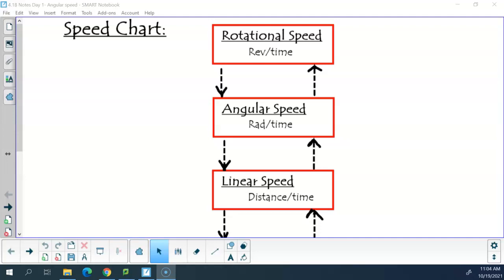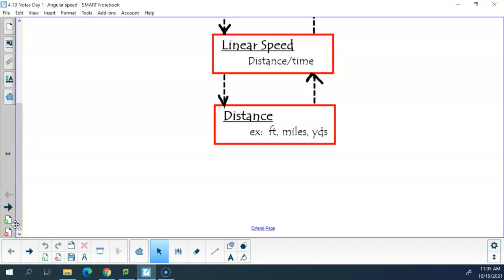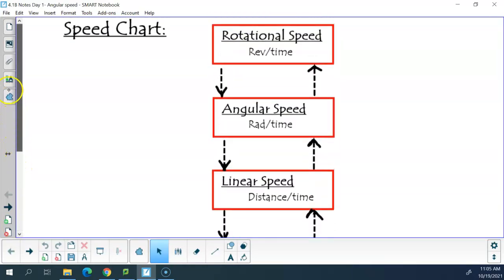And our last one is linear speed. Linear speed is all about how fast you're going. So for a point on that object that's moving, how fast it's moving. With all of those, we can convert into distance. So if you're given the rotational speed and you're asked to find the distance, you have to go through angular speed, then to linear speed, and then to the distance. Once you're in this chart, to go somewhere, you have to go through the other ones.